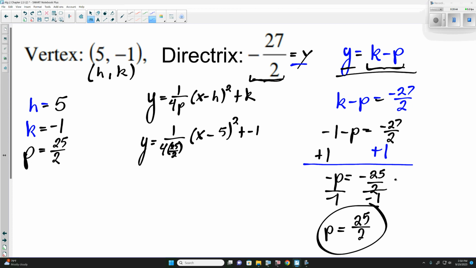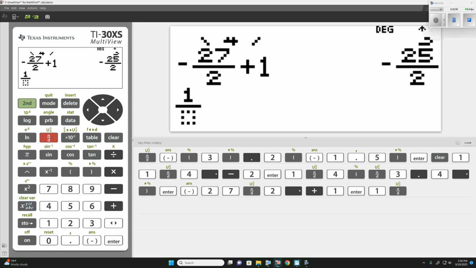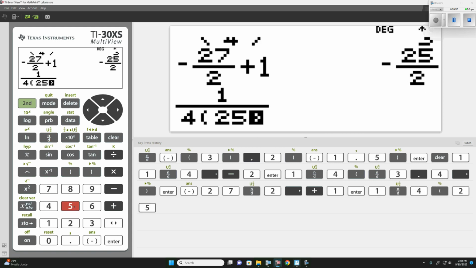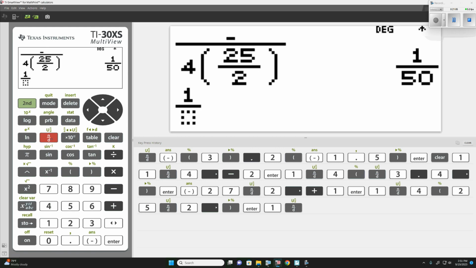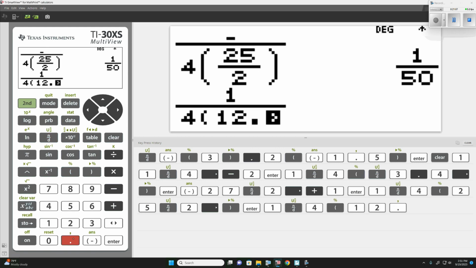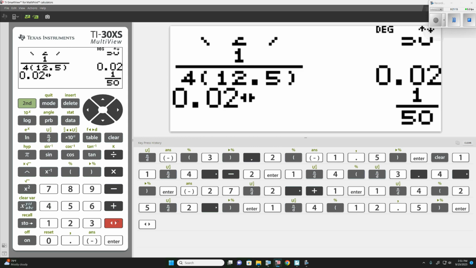Yeah, you can use either 12.5 or 25 over 2. Either works. Now, the next thing we have to do is plug it in. 1 over 4 times 25 over 2 is 1 over 50. We do 1 over 4 times 12.5, which is 0.02, or 1 over 50.